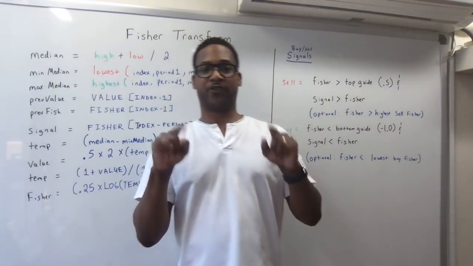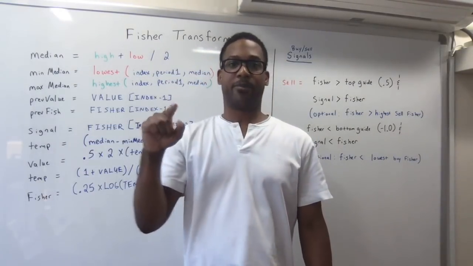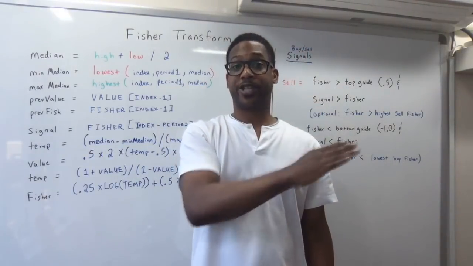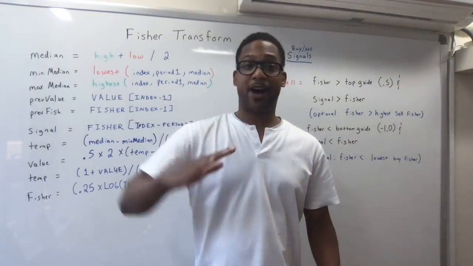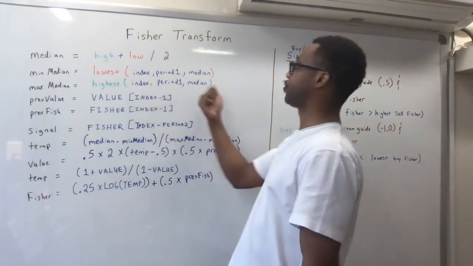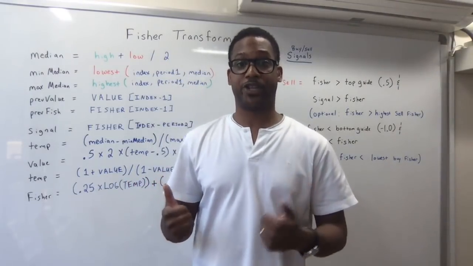To go back to math class for a little bit, logarithms tell us, if you log a number, it tells you from a certain point how long the growth takes. And we use how long a growth takes when we're analyzing price movements, and that's what the Fisher transform is really all about. So we get a signal and we get a Fisher score.